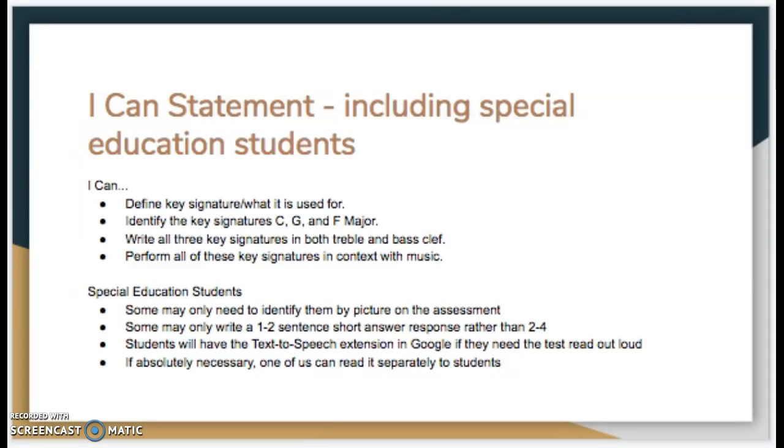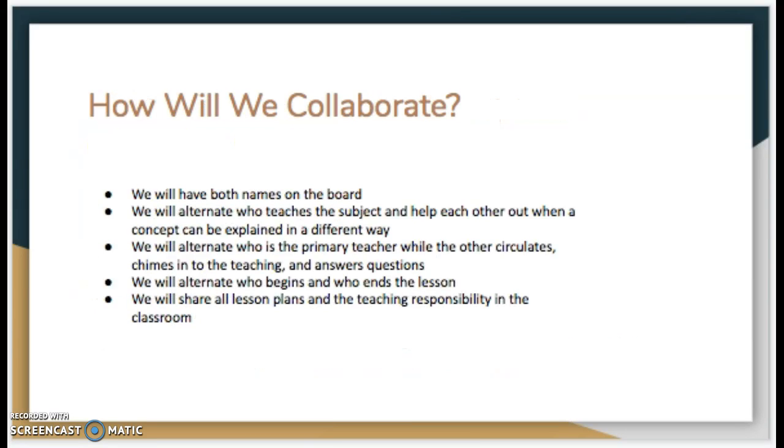All right, perfect. And then we have some things for special education students. Some of them we'll have to reduce the test for, and maybe they'll only answer the questions that have a picture with them. There's also the short answer component. We could bring that down to a 1 to 2 sentence requirement rather than 2 to 4. And then we have that text-to-speech extension in Google that we could totally use. And if that doesn't work, we always have the backup plan of one of us reading aloud. Yeah, we need to make sure the Chromebooks are set up beforehand, but yes. You never know what can happen with those. Right?